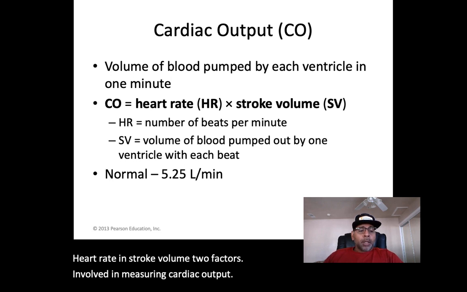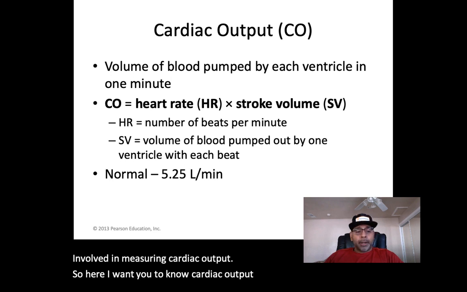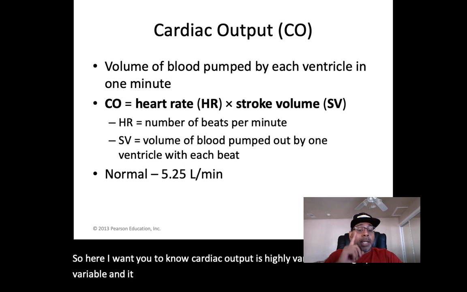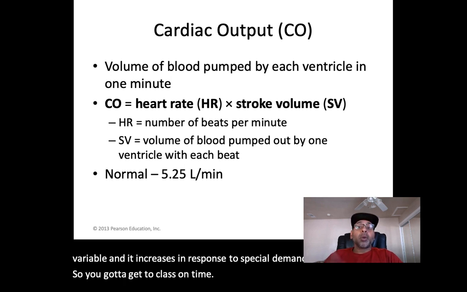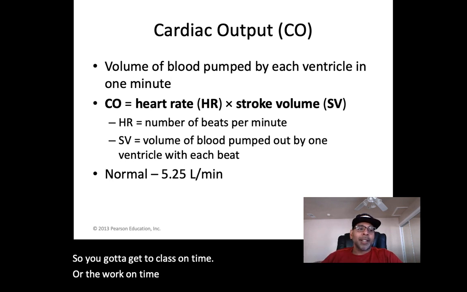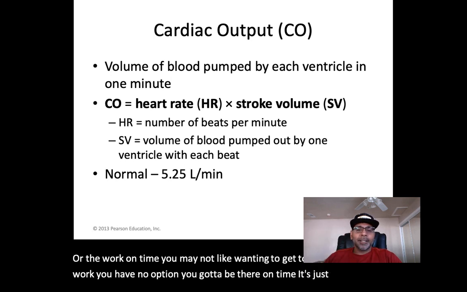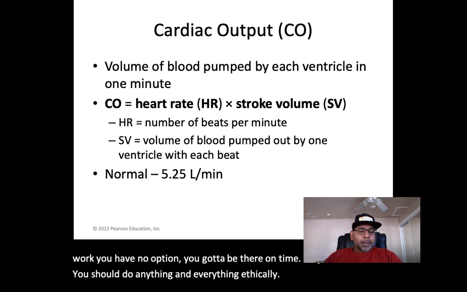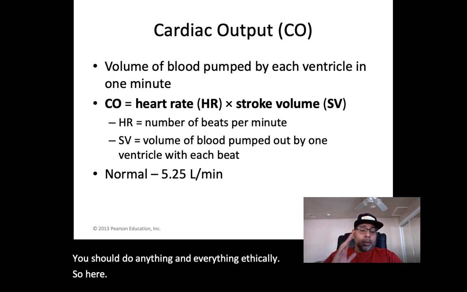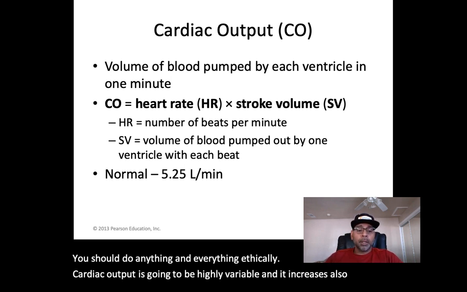Here, I want you to know cardiac output is highly variable, and it increases in response to special demands. Say you've got to get to class on time or to work on time. You may not like wanting to get to class on time, but work you have no option. You've got to be there on time. It's just to be ethical. You should do anything and everything ethically. So cardiac output is highly variable, and it also increases in response to special demands.